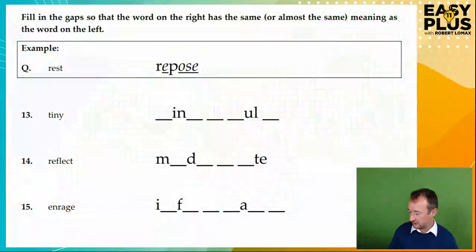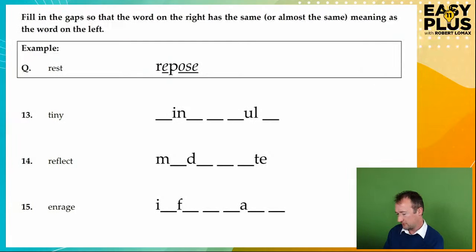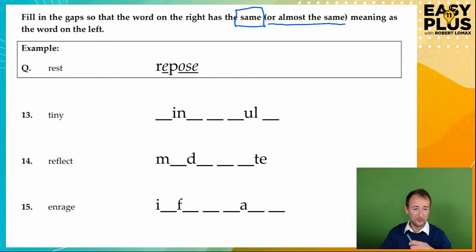Okay. Let's go back into the paper and finish it off. We're really getting towards the end of the questions that I've set here, and I think these ones will be a bit quicker anyway. So, fill in the gap so that the word on the right has the same or almost the same meaning as the word on the left. And of course, the crucial word here is same. So you're looking for synonyms, a word that I'm sure you know, or things that are very, very close to synonyms.